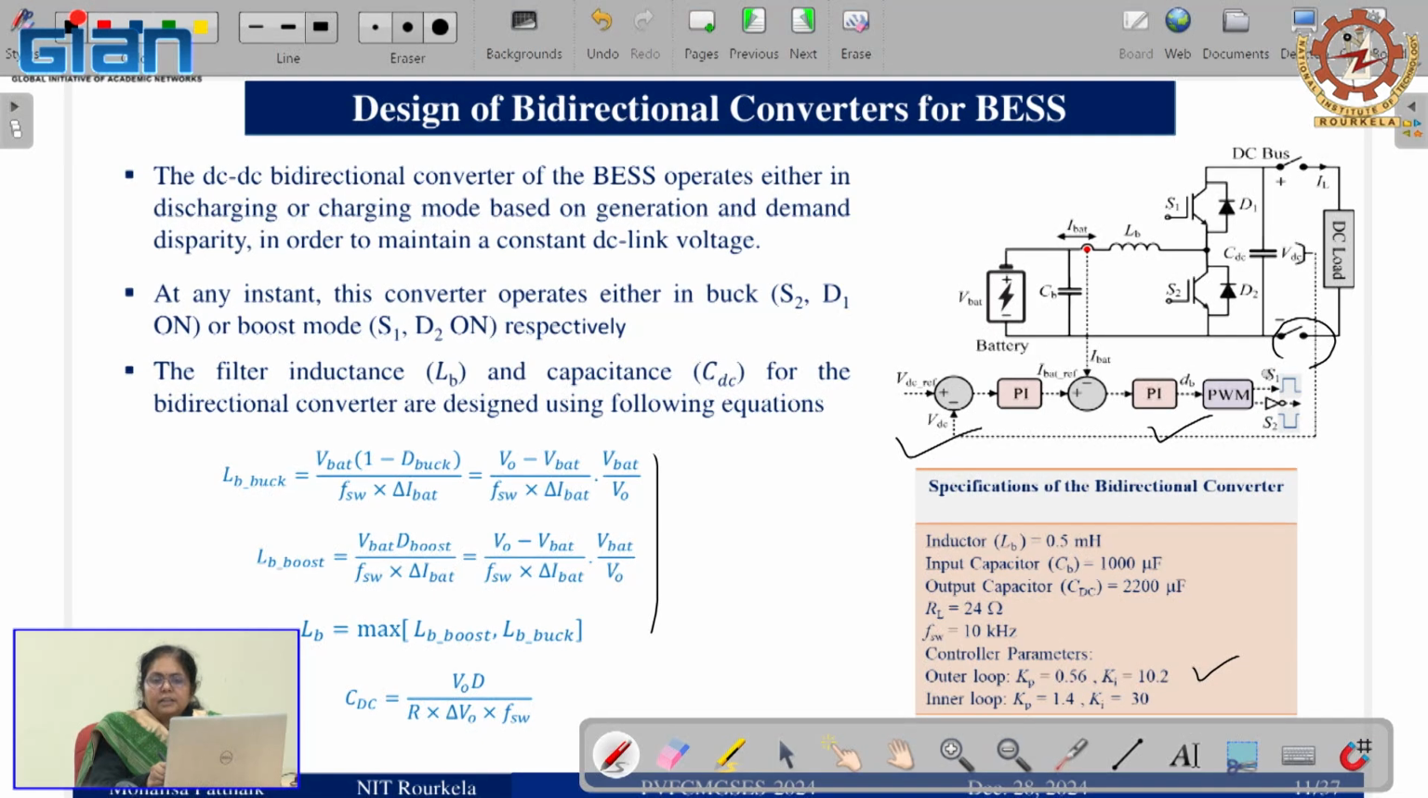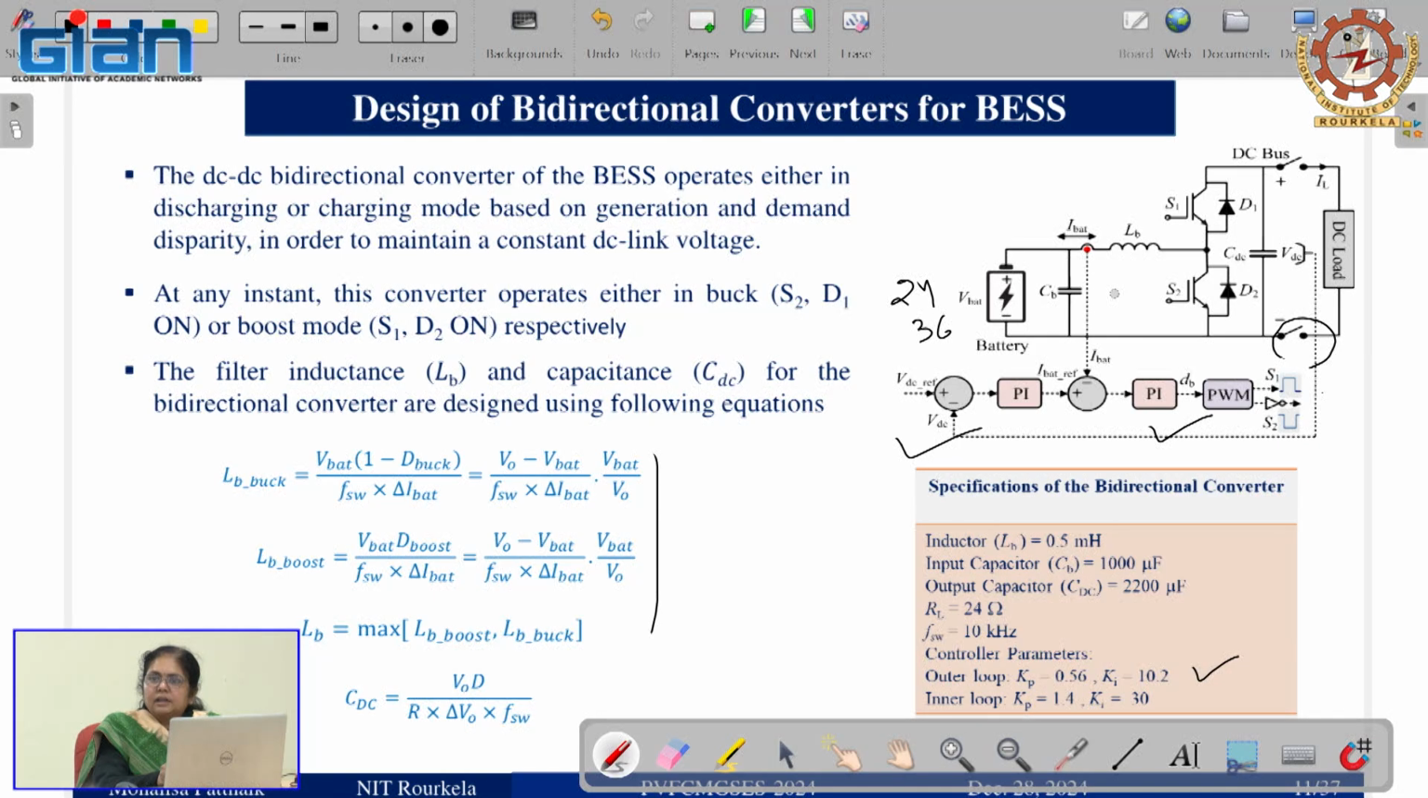We are getting 2 pulses to control the operation of this bidirectional converter, which operates in 2 modes: one is the boost mode and the other is the buck mode. When it is operating in boost mode, suppose here we first started with 36 volt and we are boosting it to 48. Now we are doing it at 24 volt.